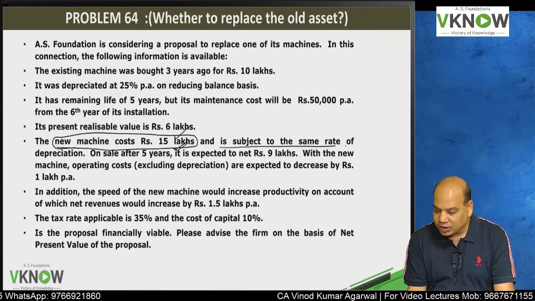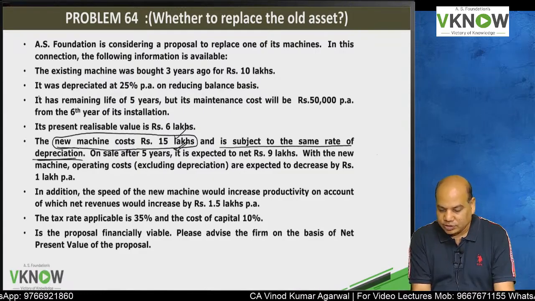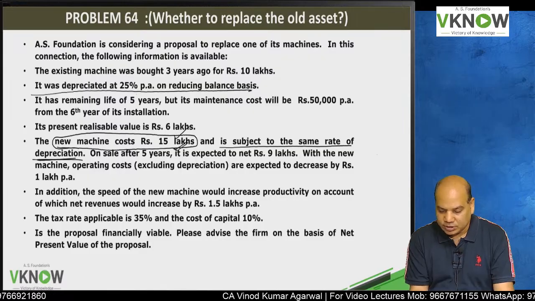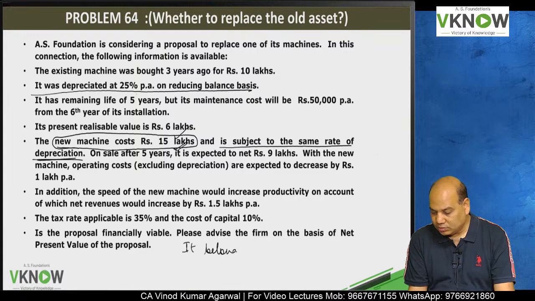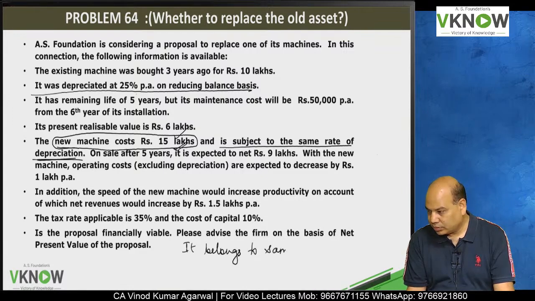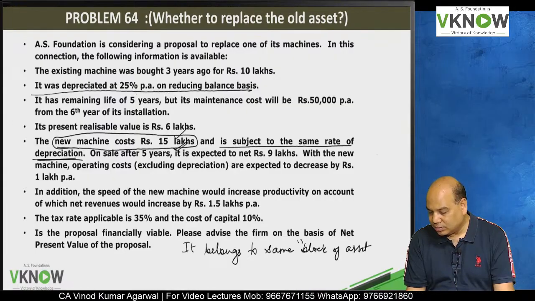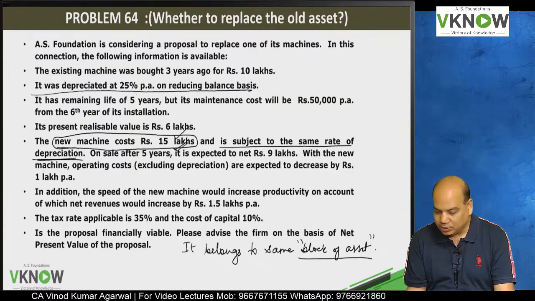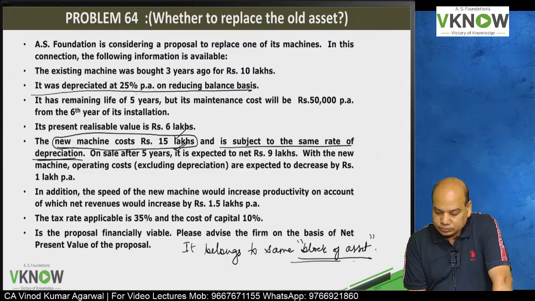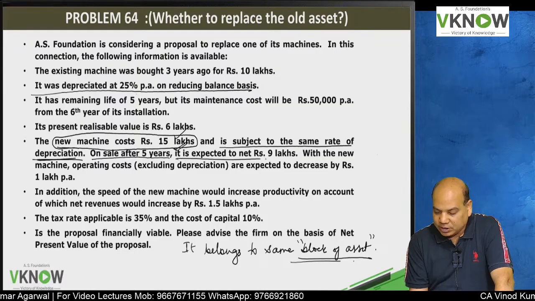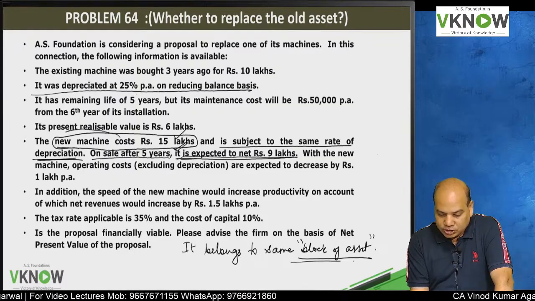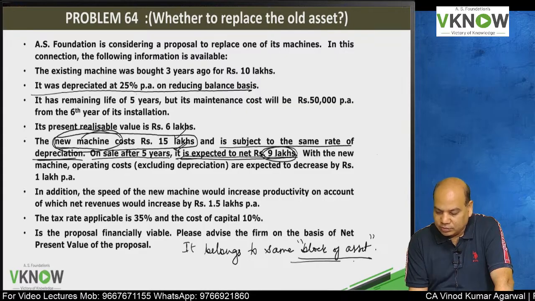Then it is subject to the same rate of depreciation, which means 25%. So can we say it belongs to the same block of asset? The new machine belongs to the same block of asset. I think in income tax you are taught that assets having the same depreciation rate belong to the same block of asset. On sale after 5 years, it is expected to net rupees 9 lakh. The new machine will give you 9 lakh salvage value after 5 years.